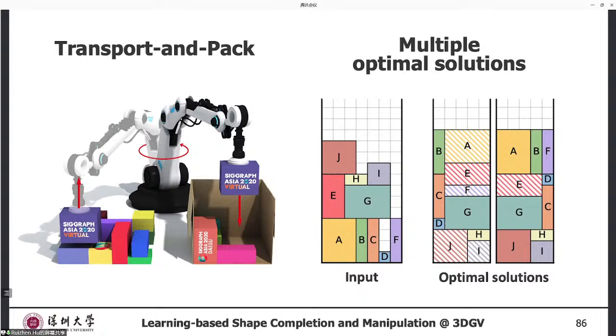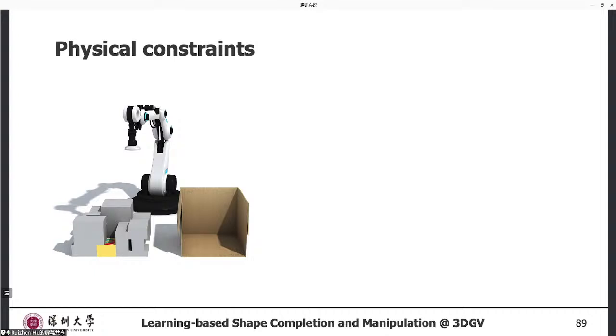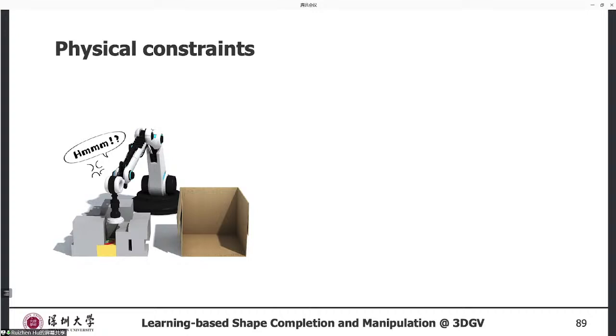For example, the input boxes can be packed in different ways into the target container, but with the same final packing effect, as we show here in 2D for clear illustration. So we also solve this problem using reinforcement learning. And the key challenge is how to encode the input observation. One thing to note here is in each step, we need to pick one object from the input set and then pack it into the target container.